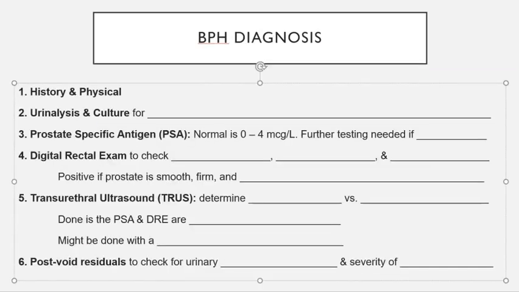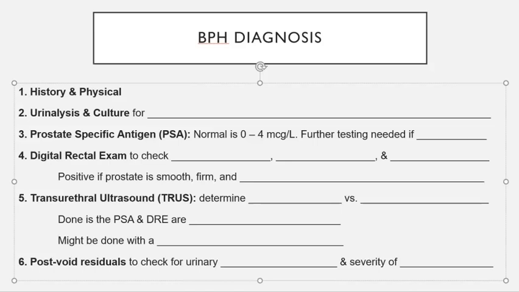To diagnose BPH, you can do a history and physical, a urinalysis, and a urine culture to look for infection, a prostate-specific antigen test, which is blood work. If that comes back positive or elevated, further testing will be needed.